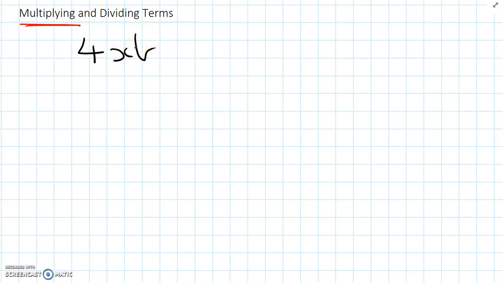4xb. And remember that whenever we've got a number or a coefficient next to some letters, that means we're multiplying everything together. So 4xb is the same as 4 times x times b, which means if we're multiplying expressions together or terms together, we can simplify them pretty easily.